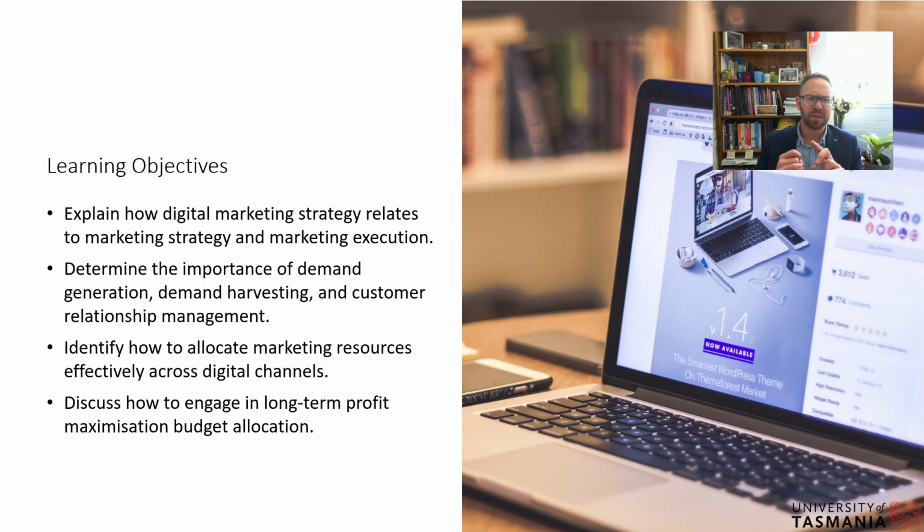The first one is to explain how digital marketing strategy relates to marketing strategy and marketing execution. Second, determine the importance of demand generation, demand harvesting, and customer relationship management. Third, identify how to allocate marketing resources effectively across different digital marketing channels. And last of all, discuss how to engage in long-term profit maximization budget allocation.